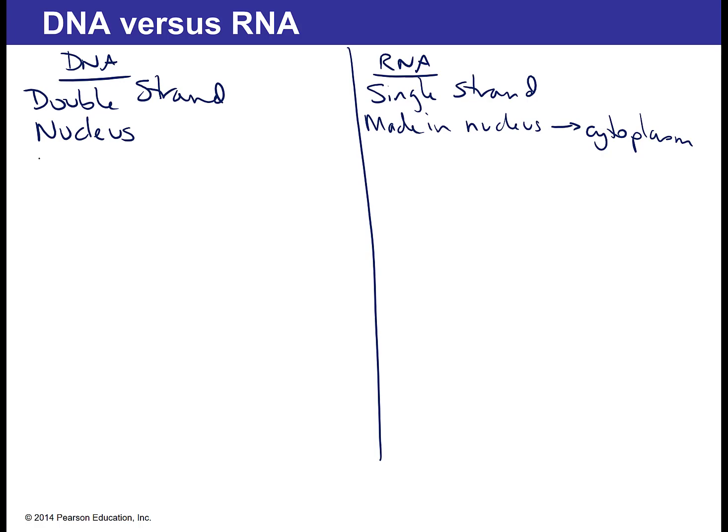Remember other things about DNA. We have DNA as deoxyribose. RNA, on the other hand, has ribose as the sugar. DNA has that ACTG. Thymine is one of the organic bases. RNA has uracil. So it's another difference.